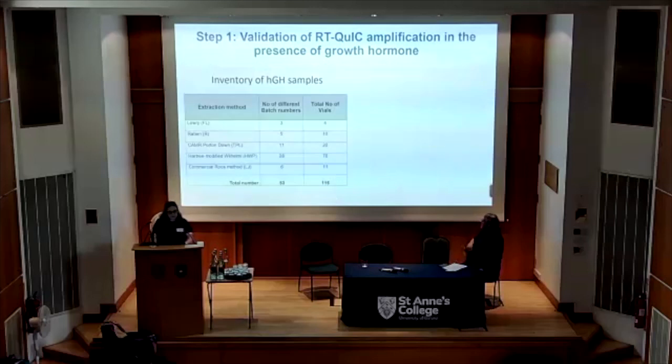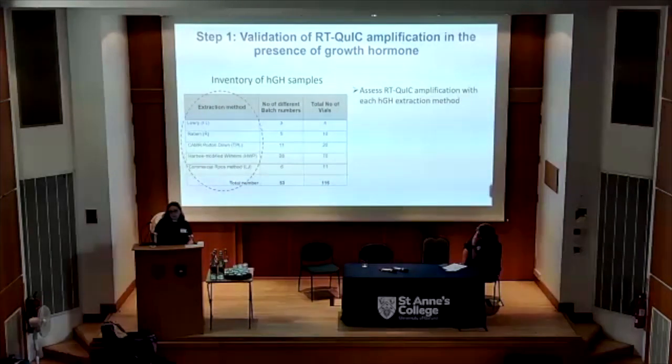So if we look at this table, firstly, this is actually an inventory of the samples that we are looking for. We have a total of 115, but these comprise 53 different batch numbers. And you can see here that within these batch numbers, we have 5 different preparation methods. So it's extremely important that we try each of these preparation methods. So we have assessed the real-time quick amplification with each of the preparations.